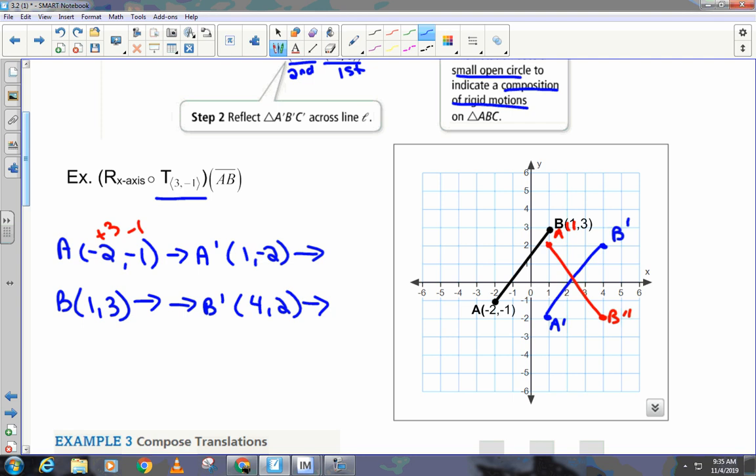Then to get to the double primes, we have to reflect over the x-axis. What's the rule for reflecting over the x-axis? No, they don't switch places. The y changes signs. It is not necessarily negative because it's already negative. It has to change signs. It's like multiplying by negative 1. So this becomes 1, 2, right? And this becomes what? 4, negative 2, right? So we check it. 1, 2, there's my A double prime, and my B double prime is at 4, negative 2.